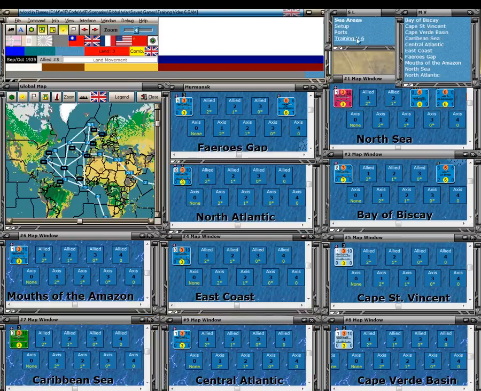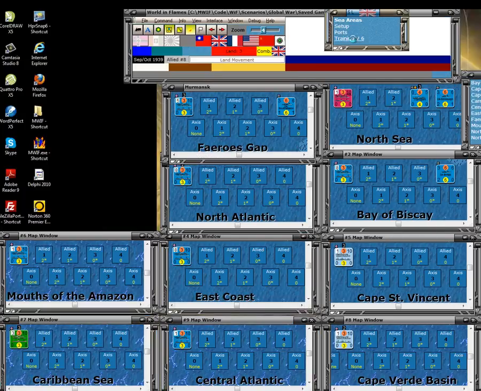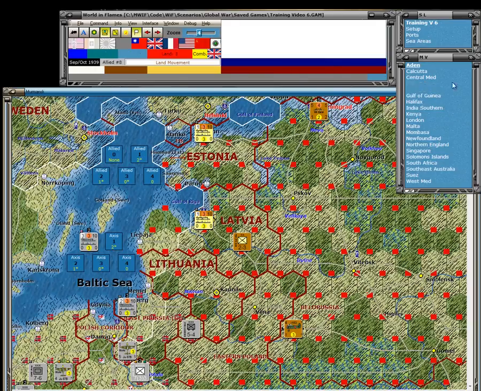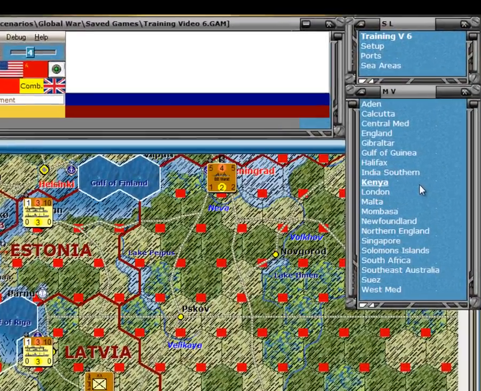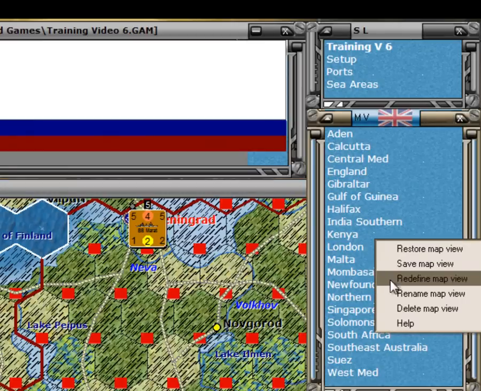Let me go back to Training Video Screen Layout V6. Modifying the screen layout and the map views list is fairly easy. You just do a right click and it brings up a drop-down menu for deleting a map view, which just removes it from this list. It doesn't delete it from the disk. You can rename it, you can redefine it, you can save a new one. If you save a new one, you'll be asked for a new name. Restore an existing one that you had created earlier.